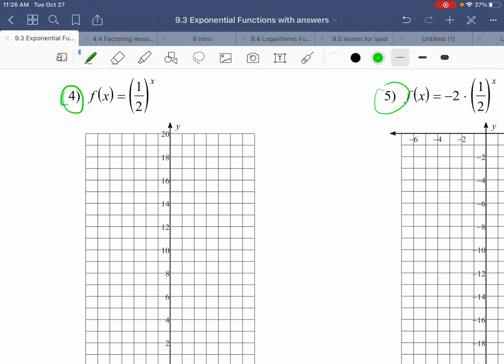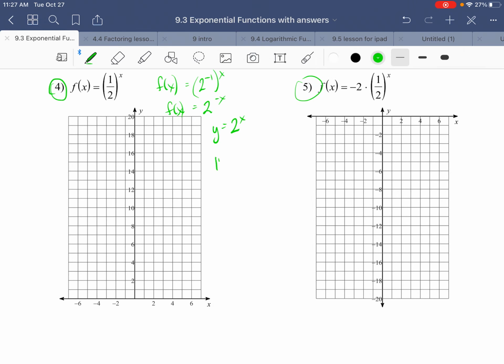I've got f of x equal to 1/2 to the x. I can rewrite that as 2 to the negative 1 to the x, which is the same thing as 2 to the negative x. And if I wanted to just graph 2 to the x, then I know it's going to have a horizontal asymptote at y equals 0. It's always going to have a y-intercept of 0, 1 if there's not a number in front of the base. And then I'll do one extra point, 1 comma whatever the a value is.